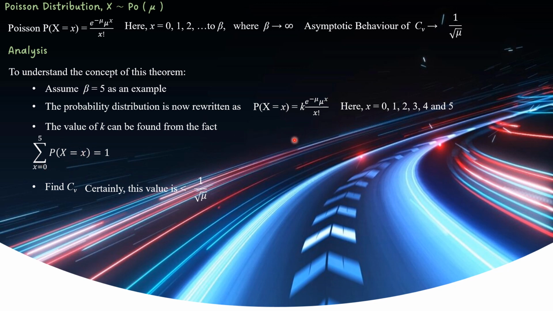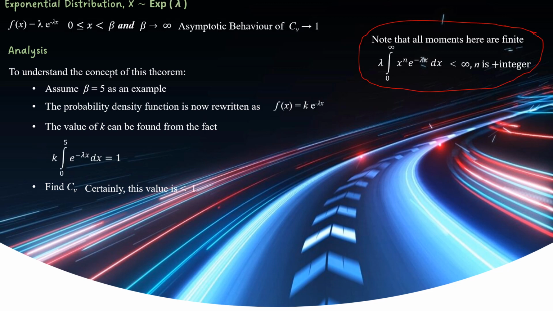Once you can work out this k, certainly the first moment of this distribution, the second moment of this distribution, the mean, the standard deviation can all be found. Then if you work it out, you easily notice that it's going to be less than this 1/√mu.